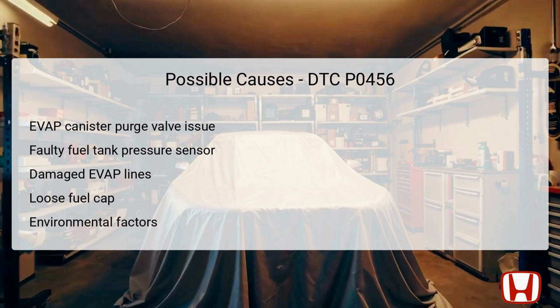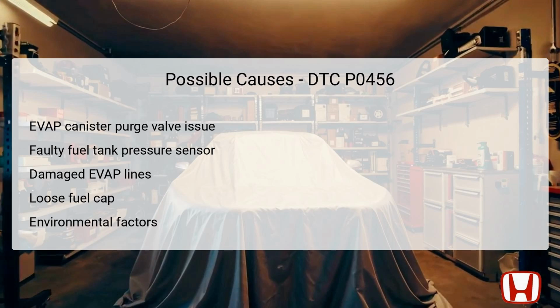Identifying the possible causes of DTC P0456 is key to successful troubleshooting. One primary cause may involve the EVAP canister purge valve, which can fail and allow vapors to escape. The FTP sensor may also malfunction, failing to accurately report pressure changes, which can mislead the diagnostic system. Additionally, wear and tear can lead to damaged or cracked EVAP lines, contributing to leaks within the system.